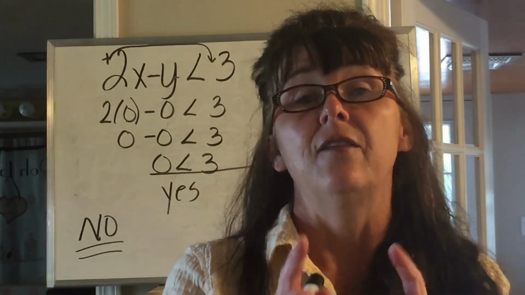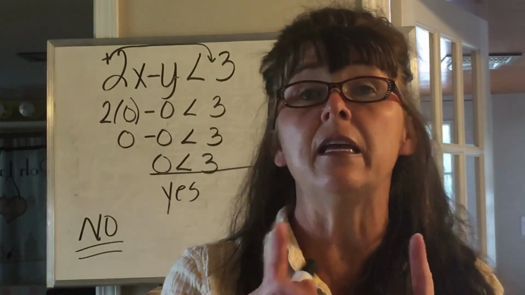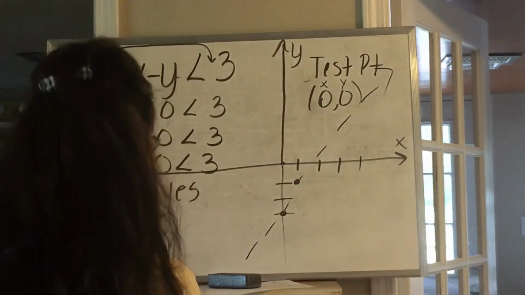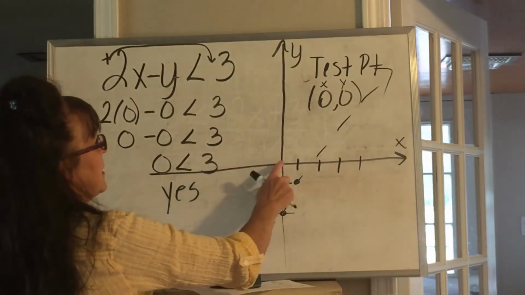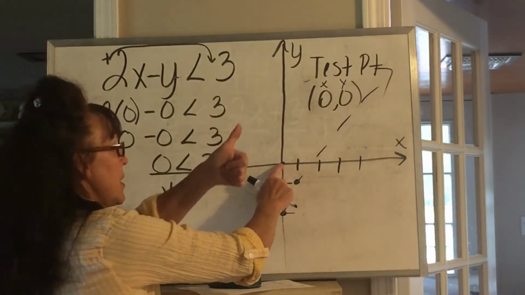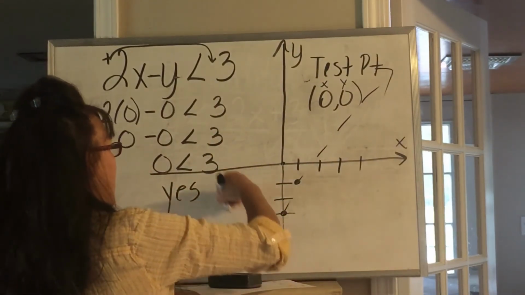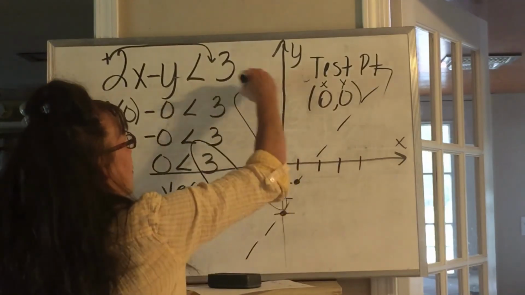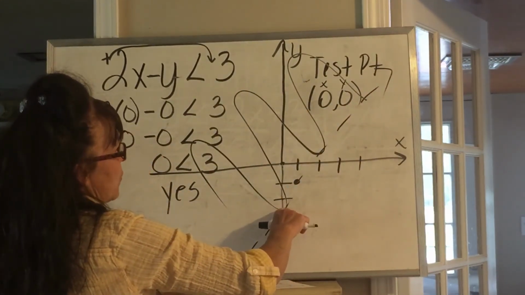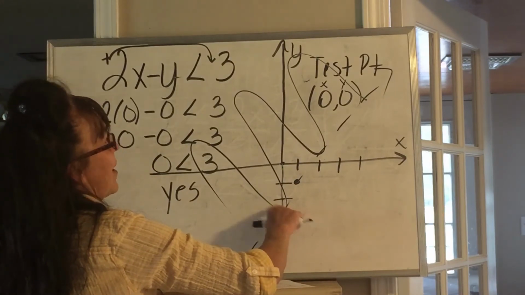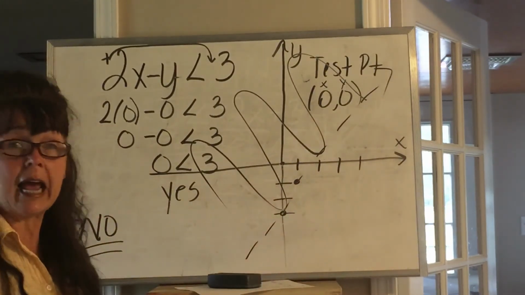Now listen. If you don't get this, text me and I'll do it again tomorrow. All right, so we got a yes. So a yes means the test point worked. So that means you're going to shade that side right there. Okay, and notice I went all the way down to my line. Okay, that's it for today.